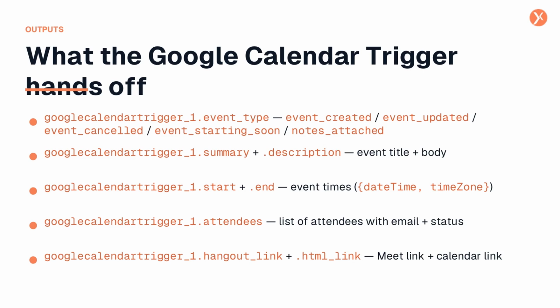The Google Calendar trigger provides valuable data to your downstream nodes. The event_type output indicates which event fired, created, updated, cancelled, starting soon, or notes attached, allowing for conditional branching in your workflows. Summary provides the event title, while description contains the event body. Start and end are time objects with date time and time zone, useful for reminder emails. The attendees output lists all attendees with their email and status. Finally, Hangout_link provides the Google Meet link if available, and HTML_link offers the direct calendar link. These outputs can be wired into any subsequent actions.